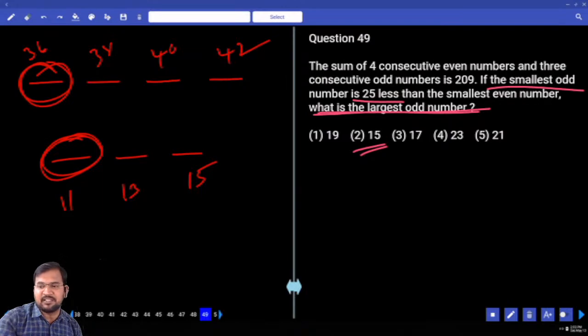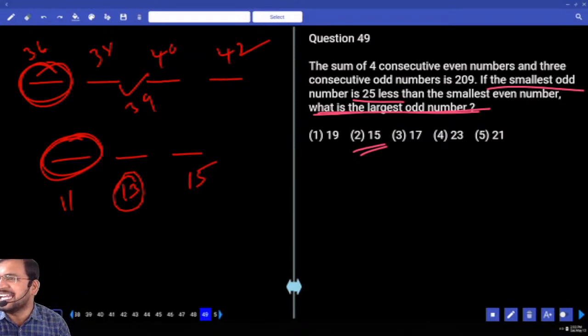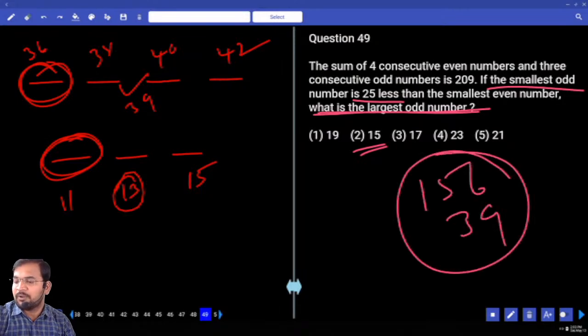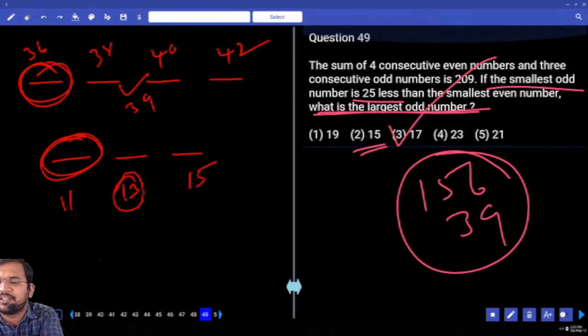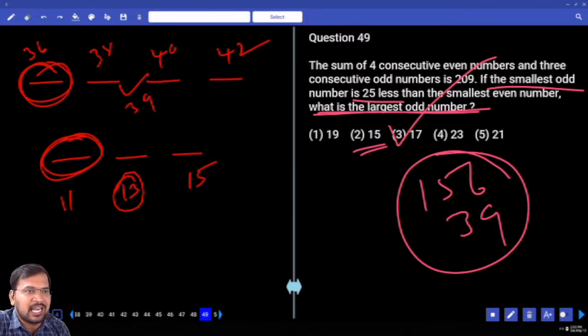Is it possible that this sum is 209? The average of the even numbers is 39. Average is nothing but the average of the middle two numbers. 39 into 4 is 156. For the odd numbers the average is the middle number, 13 into 3 is 39. 39 plus 156. Is it possible to become 209? No. 156 plus 39 is 195, but we need 209, and our answer is very close to that. Our answer is not 15. The next bigger one after 15 is 17. So your answer is 17, no need to verify. All of you clear?